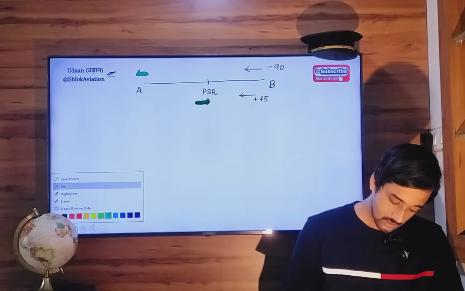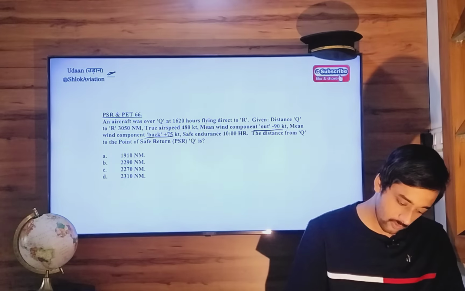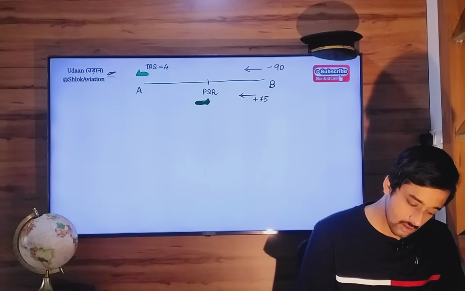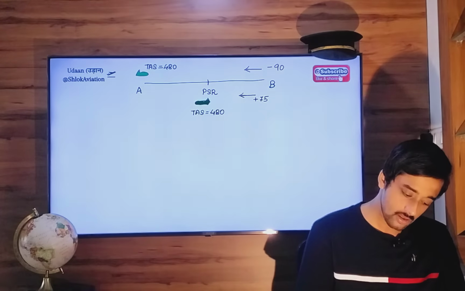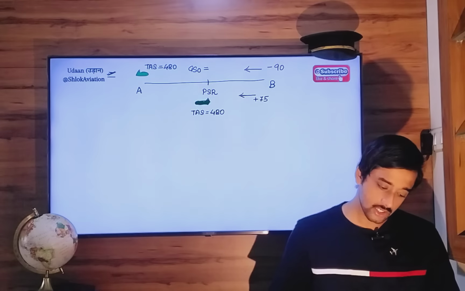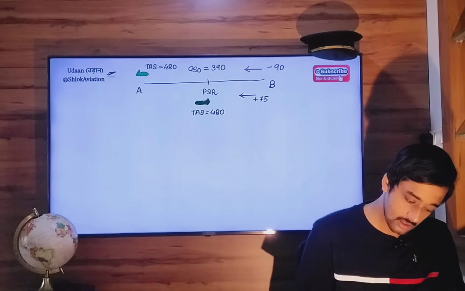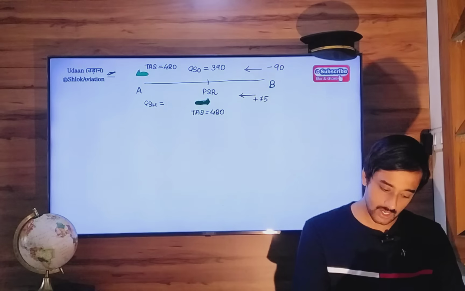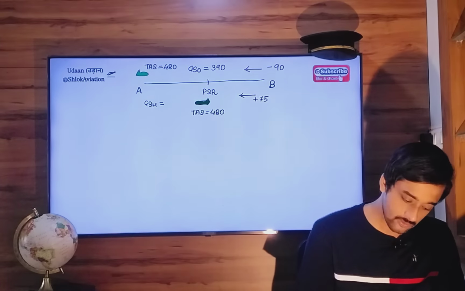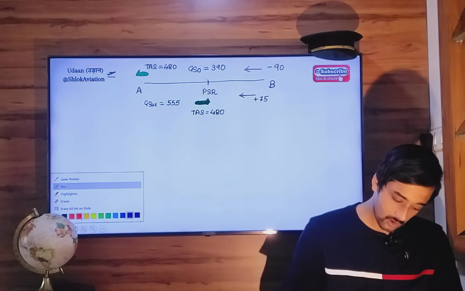So the true airspeed of your aircraft is 480. Over here, the true airspeed of your aircraft is 480. Over here, the ground speed outbound will be true airspeed minus headwind component. So 480 minus 90, that is 390. Here the homebound ground speed will be true airspeed plus tailwind component. So 480 plus 75, that is 555. Right?